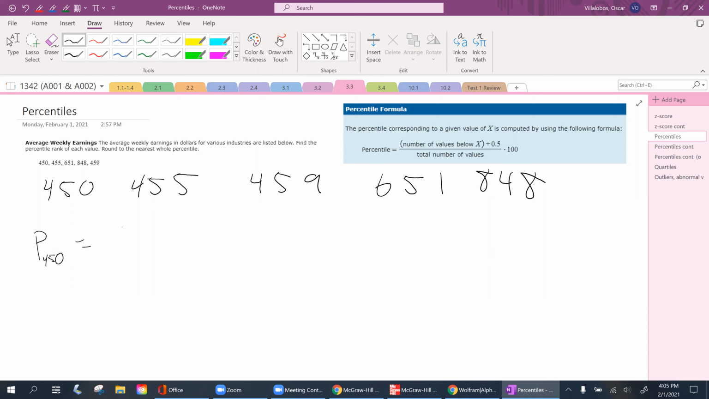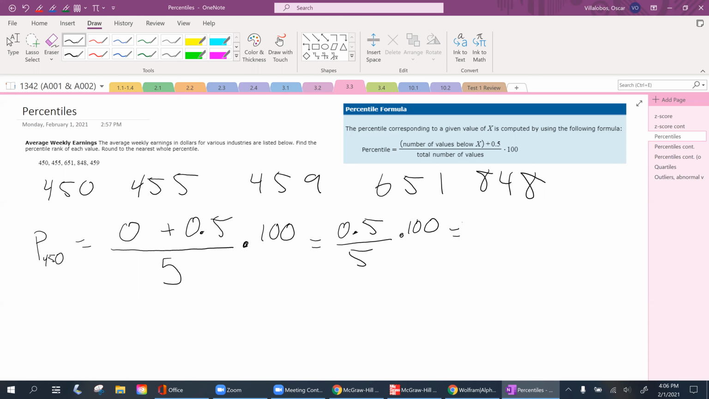450 is the lowest. So that's going to be 0, plus you're always going to add 0.5, a half, and divide it all by your n. What's our n here? 1, 2, 3, 4, 5. So this is going to be 5. And then we multiply this by 100. 0 plus 0.5 gives me 0.5, divided by 5, times 100.